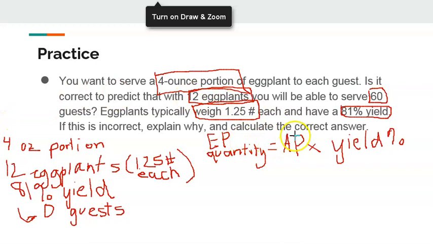So the first step is we need to know how much we purchased as purchased. So we take our 12 eggplants and we're going to multiply that by 1.25 pounds, and that's going to give us our total pounds that we purchased. And that answer is 15 pounds.